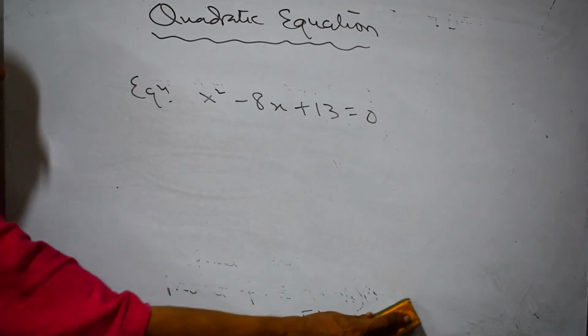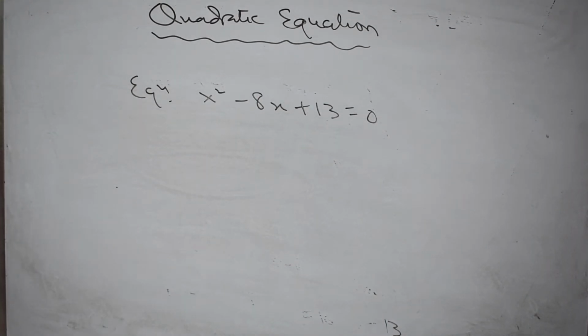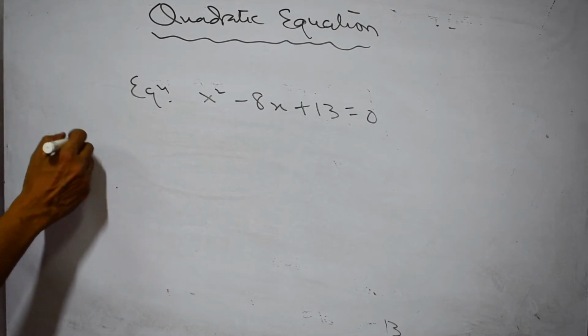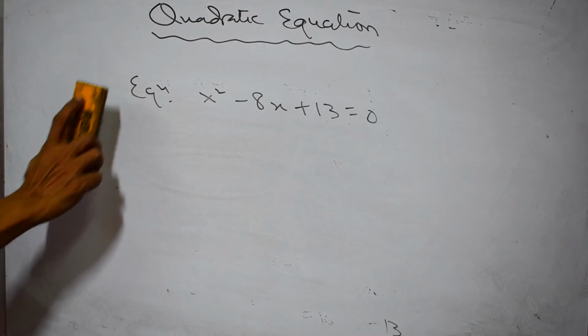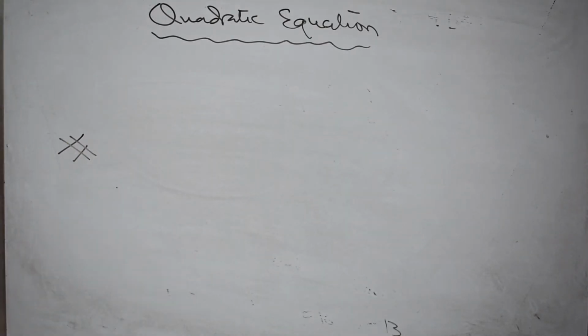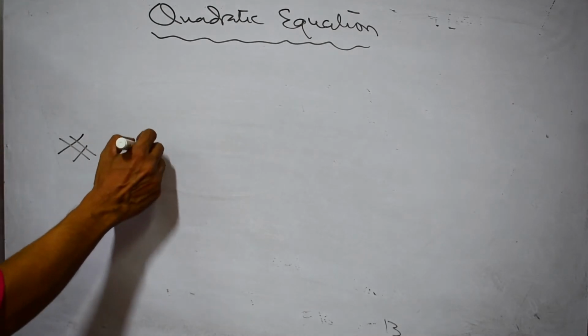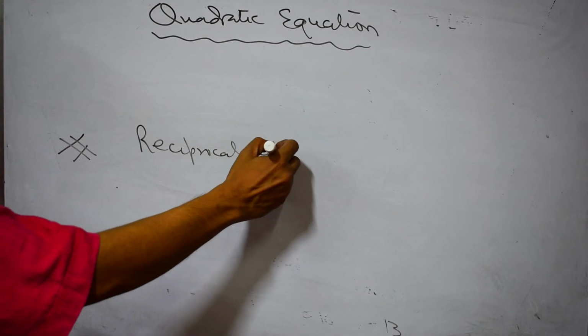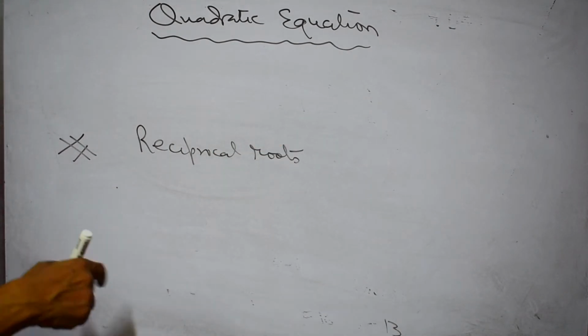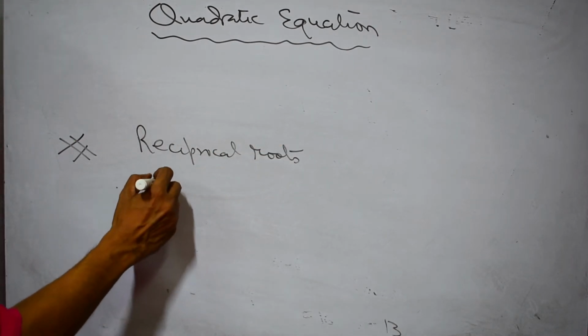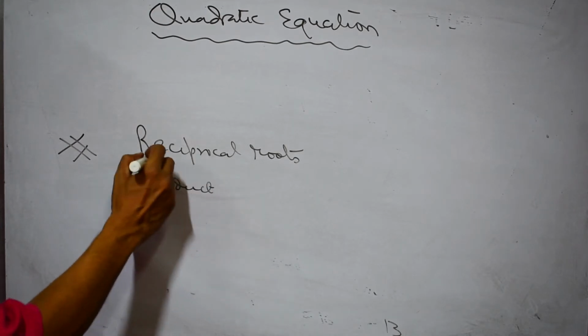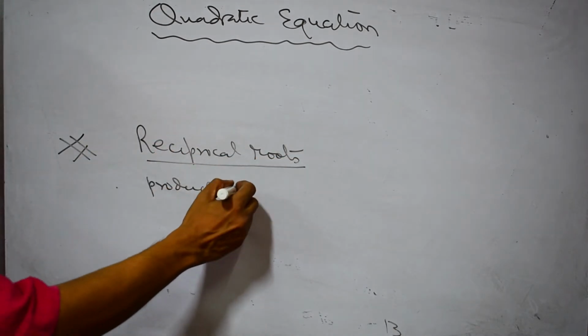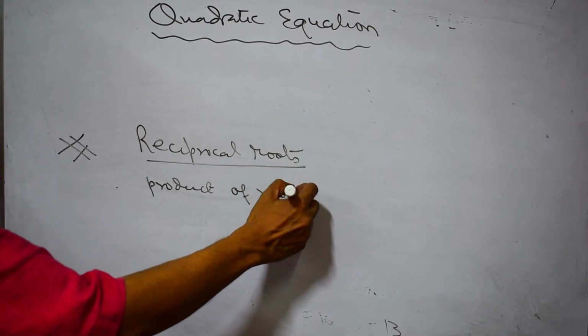The ideas are coming from some concepts from the coefficients. If two roots are reciprocal, that means one root is alpha, then the other root will be 1 by alpha. Reciprocal roots have a condition: one root is alpha, the other root is 1 by alpha, so the product of the roots must be 1.